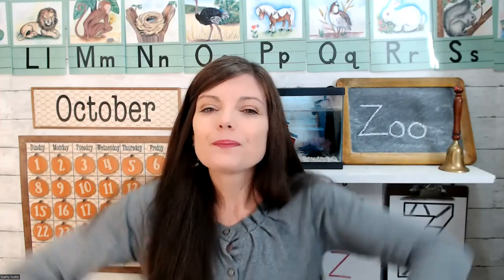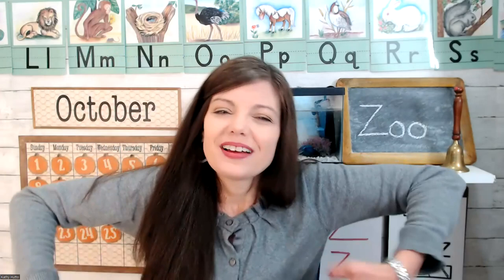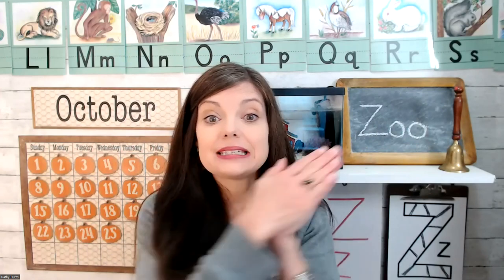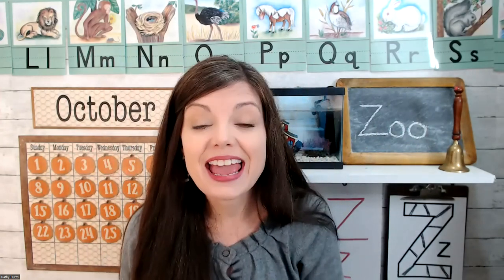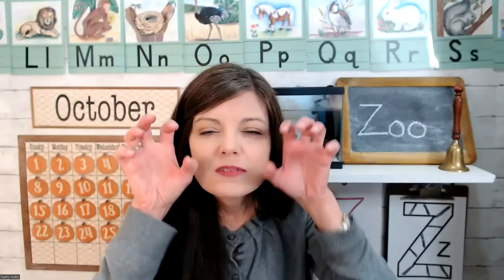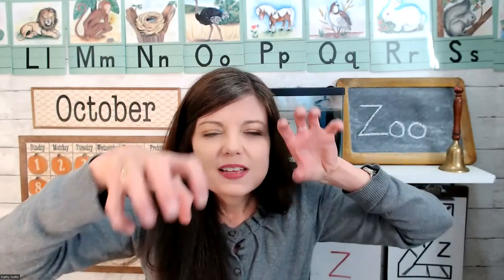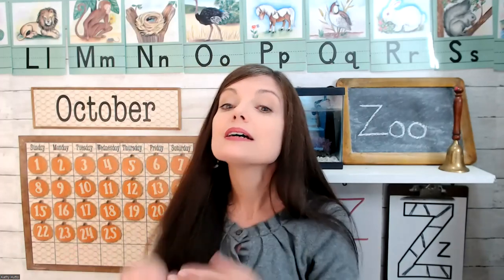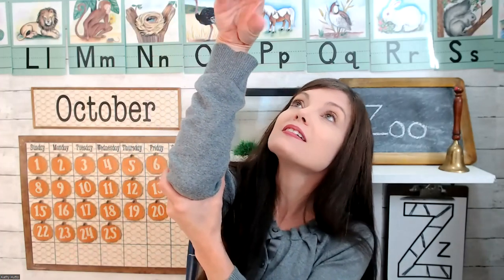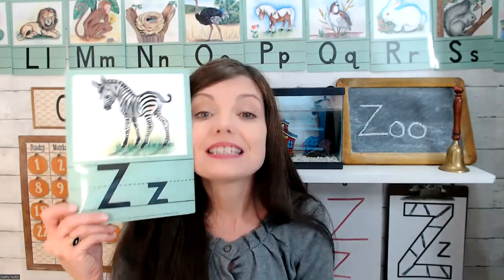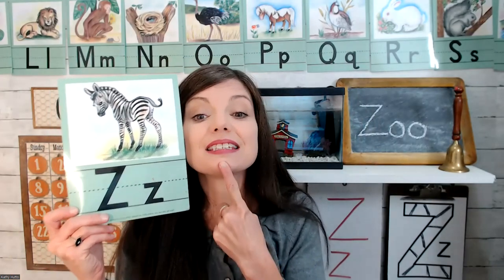All right, here we go. Ooh, ooh, ah, ah, ah. Monkey, good. All right, what animal is this? Snake. What animal is this? Elephant. What animal is this? Roar. Lion or a tiger. Very good. You did a great job. Let me do one more. I have a really long neck for this one. A giraffe. Good job. Well, letter Z says z, z, z as in zoo.